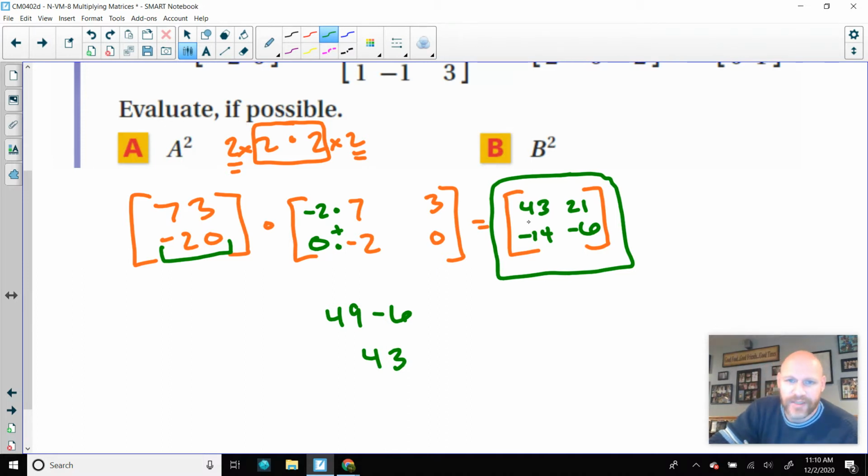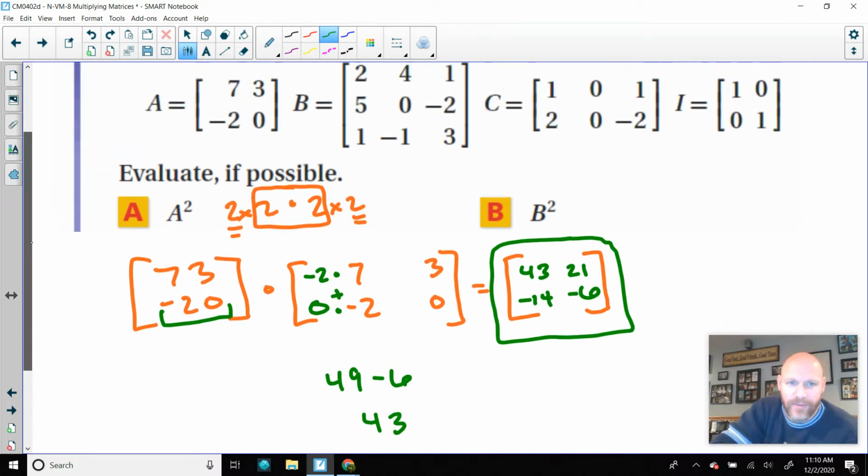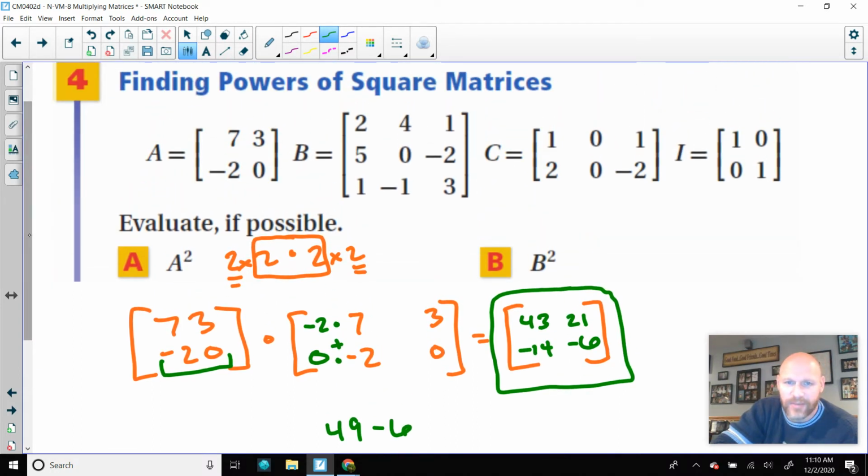So squaring matrices isn't all that big a deal. Same thing we've been doing. We're just using the same matrix to multiply it to itself. I'm going to take matrix B to the next page. Let's go ahead and take a look at that.